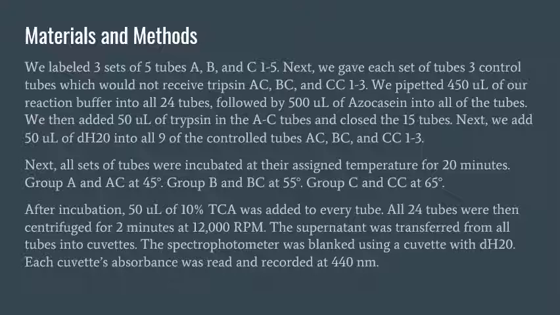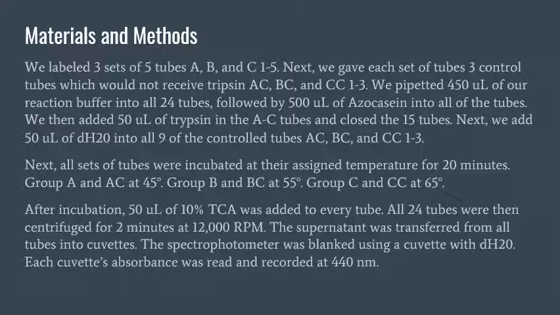Next, all set tubes were incubated at the assigned temperature for 20 minutes. Group A and AC at 45 degrees, B and BC at 55 degrees, and Group C and CC at 65 degrees. After incubation, 50 microliters of 10% TCA was added to every tube, and we used TCA to precipitate the undigested substrate. We then centrifuged the reaction after adding the TCA in order to remove undigested substrates. All 24 tubes were then centrifuged for 2 minutes at 12,000 rpm.